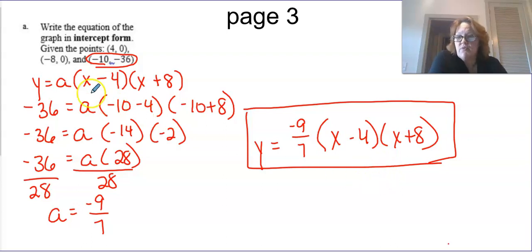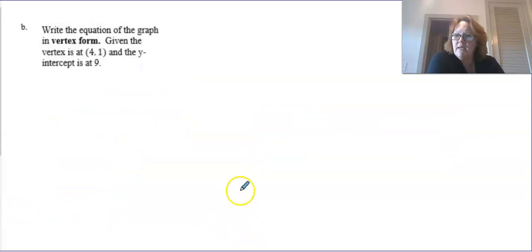The biggest thing here is just finding out what a equals and then just putting that right back into your original equation that you wrote. Okay, the next one, 8b, says write the equation of the graph in vertex form. It gives us the vertex, so that makes it a lot easier. We don't have to do any converting from one form to another here. We just write it in with the vertex and then find a again.